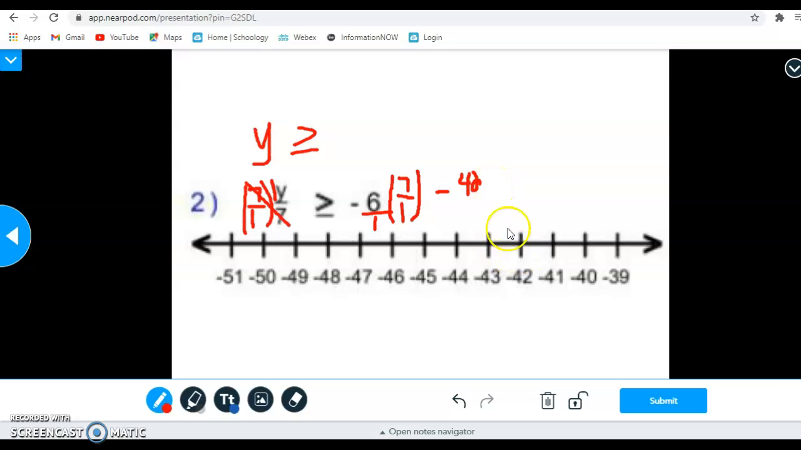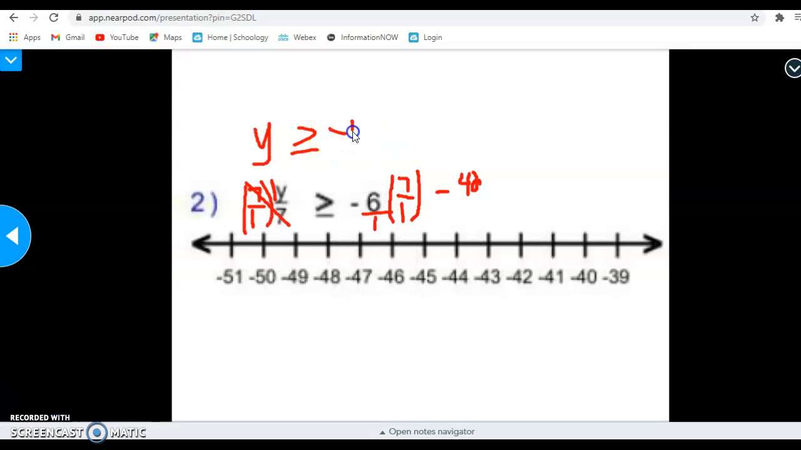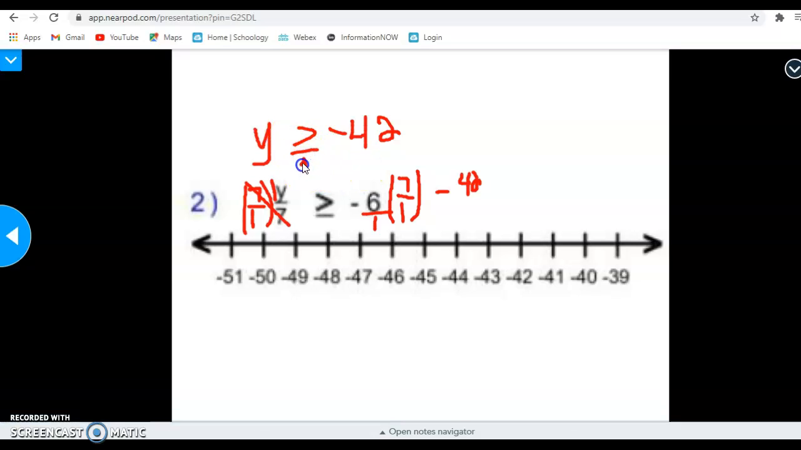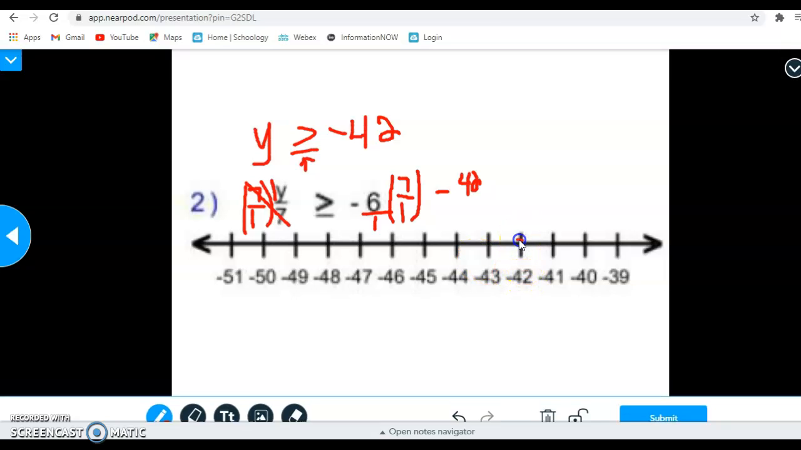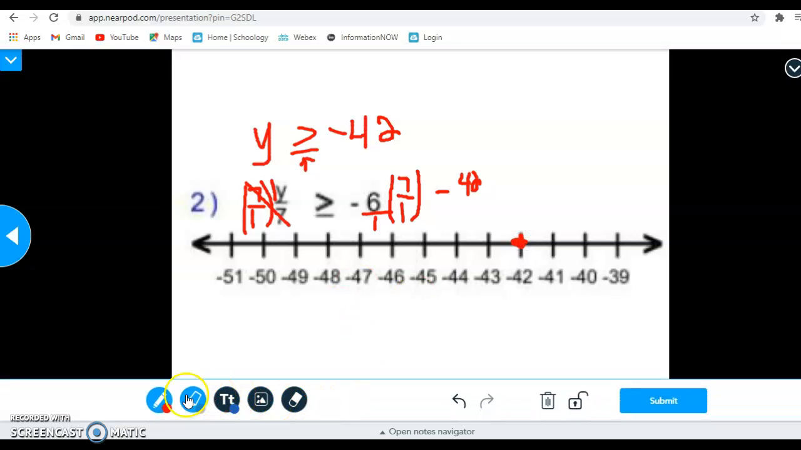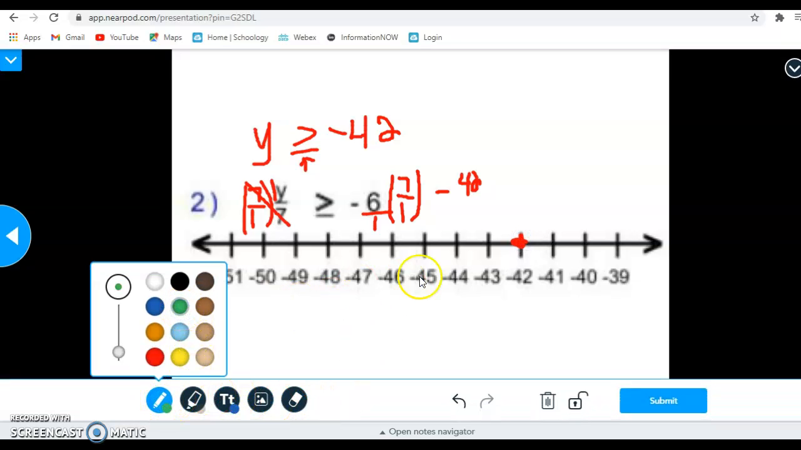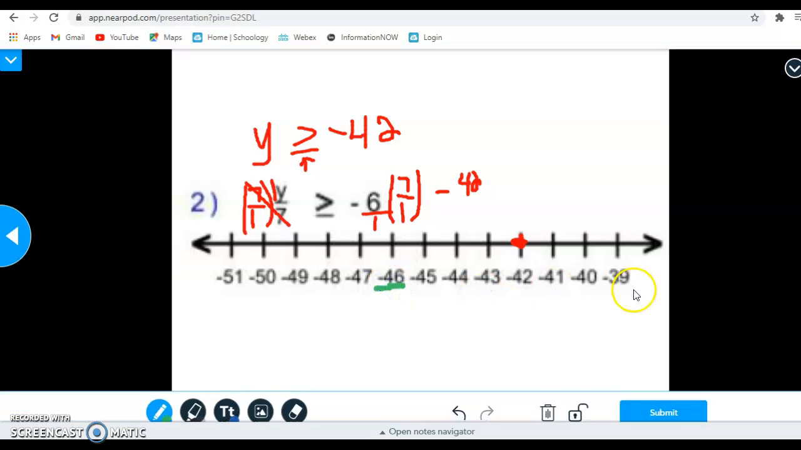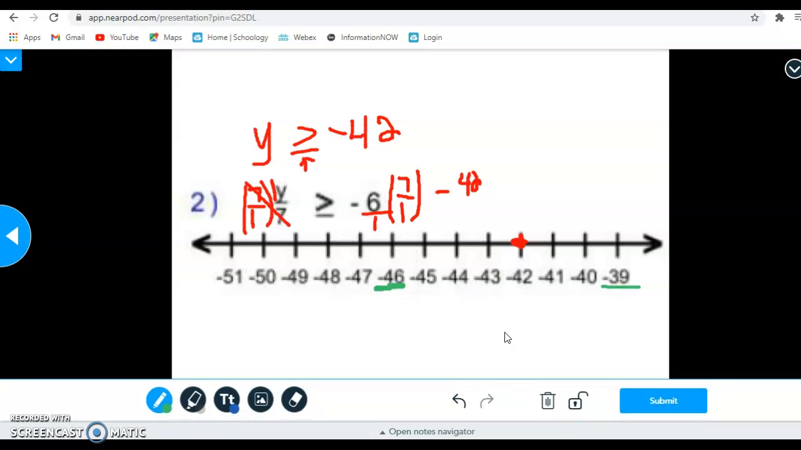So our new point is -42. So I'm going to draw, do I need a dot or an open circle? I have a line here, right? Okay, so we know we need a dot. All right, so I'm going to change the color to draw our line. But first, we're going to try 2 test points. So I'm just going to choose -46 and -39.